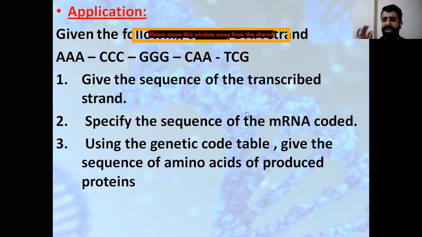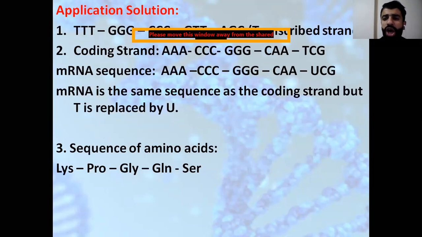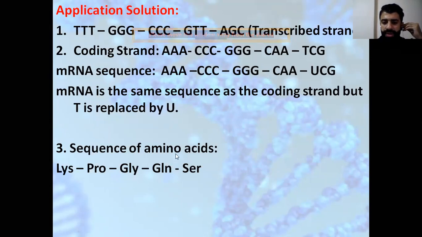The genetic code table is used to identify the sequence of the amino acids. The sequence of amino acids depends mainly on the genetic code table. Without the genetic code table, we cannot determine the sequence of the amino acids.